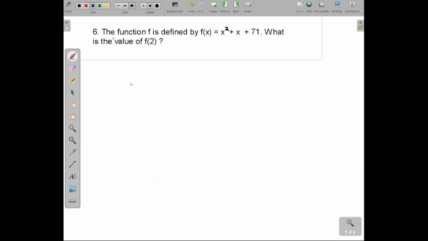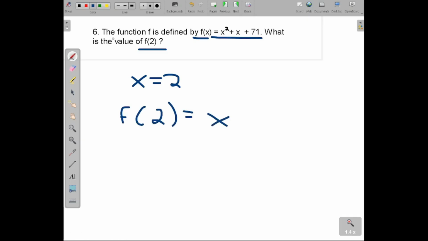6. The function f is defined by f of x equal to x squared plus x plus 71. What is the value of f of 2? The value of x is going to be 2 in this function. That's what we have to replace. So f of 2 is equal to x squared plus x plus 71. We have to replace 2 for each x.